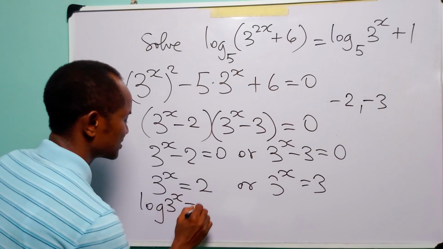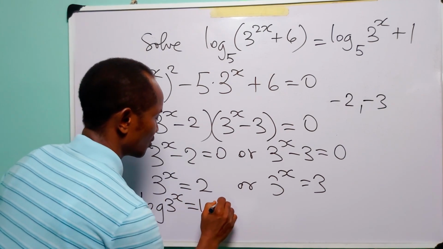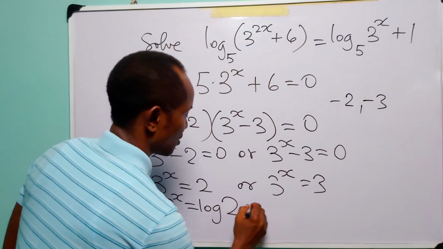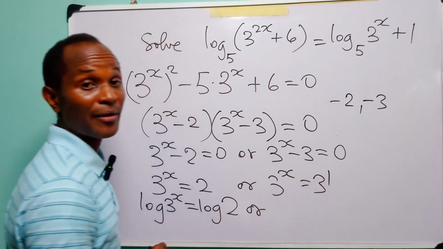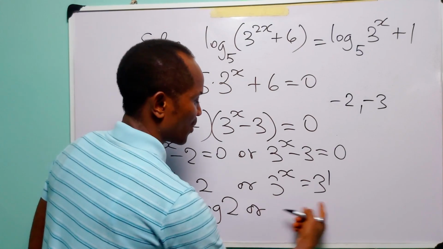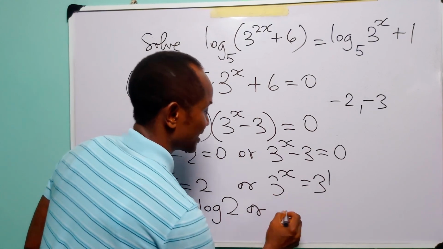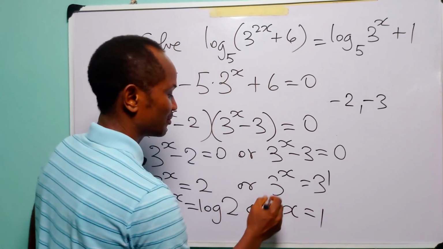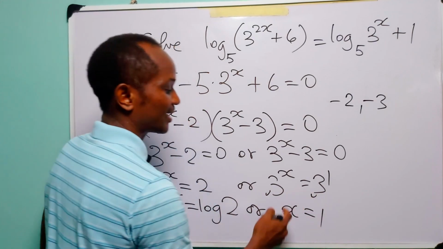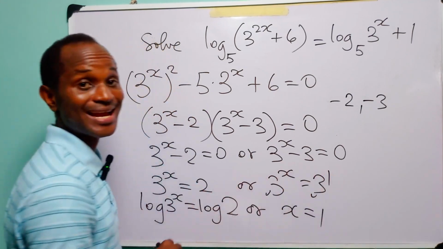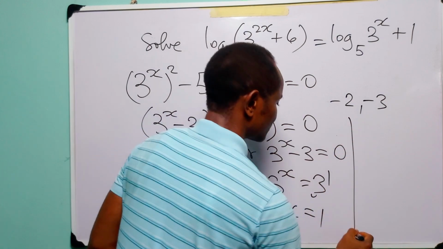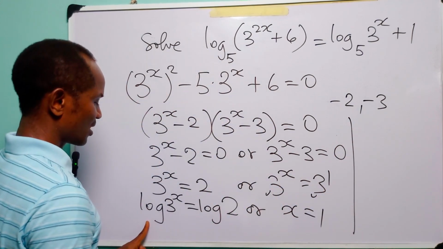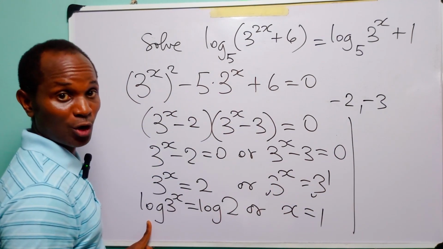log of 3 to the power x is equal to log 2. Or here, we can express this as 3 to the power 1. And from where we directly get that x is equal to 1, because since we have 3 here and 3 here, we can simply equate the exponents. Now for this, let us recall the power law of logarithms.